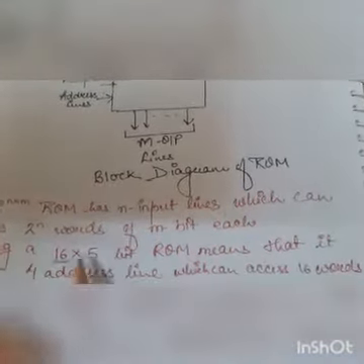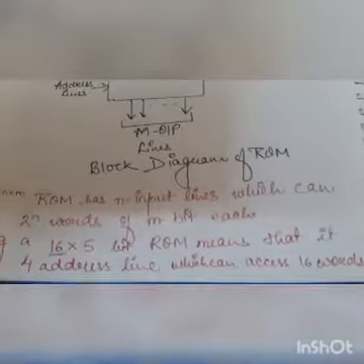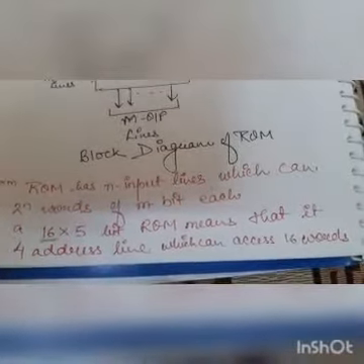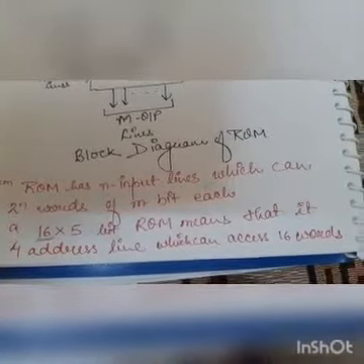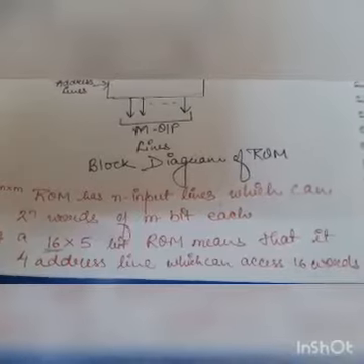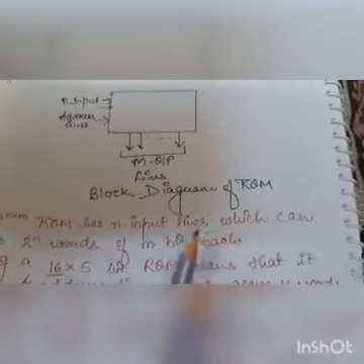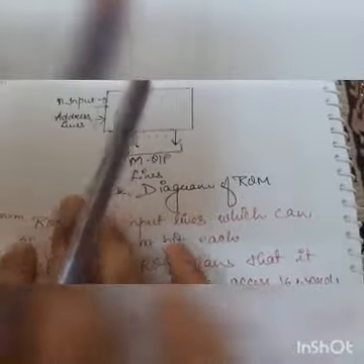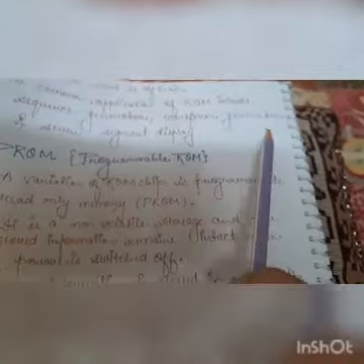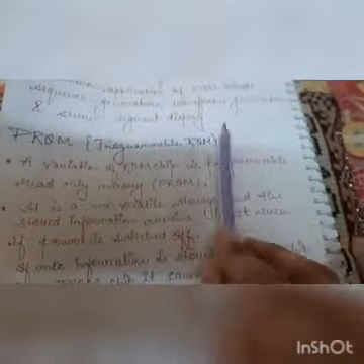If we take an example, we have to make a ROM of 16 x 5, so there will be 4 address lines and 16 words, and each word is of 5 bits. The applications of ROM include the sequence generator, waveform generator, and 7-segment display. We can use a ROM here.